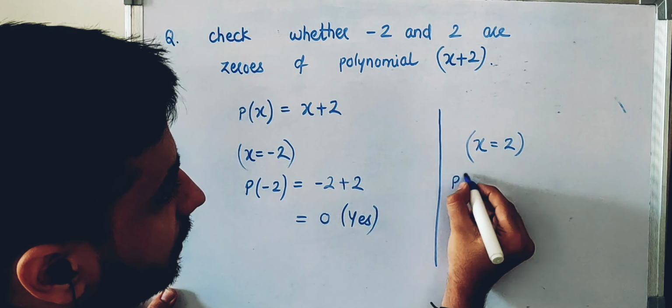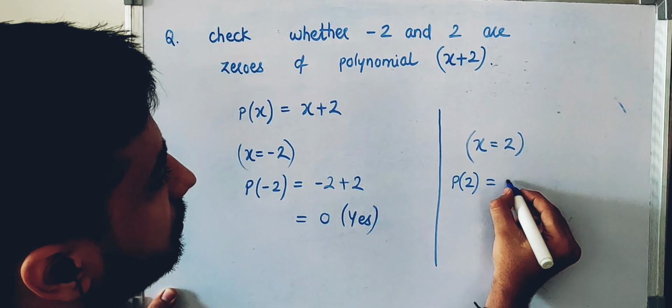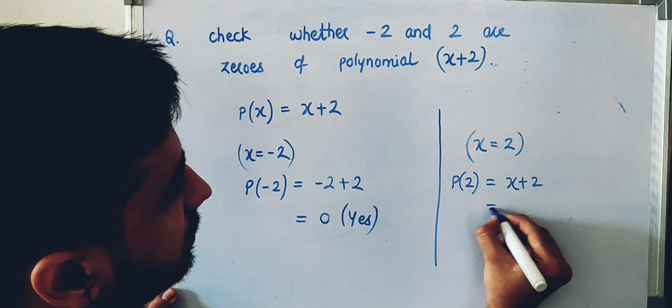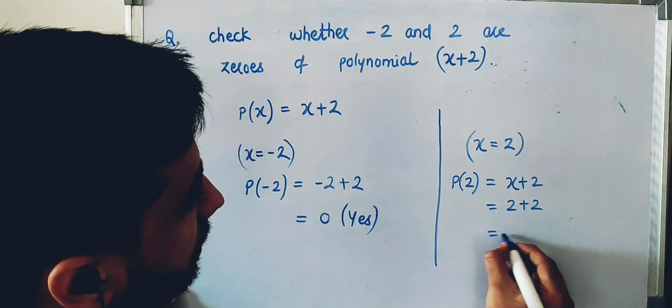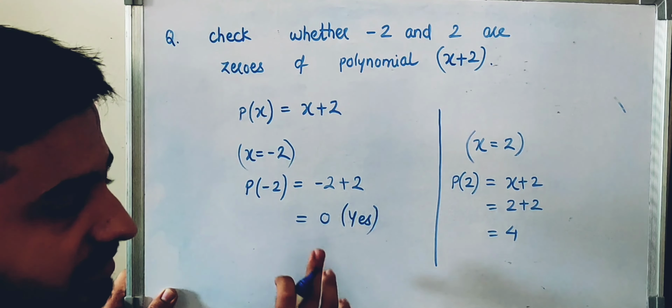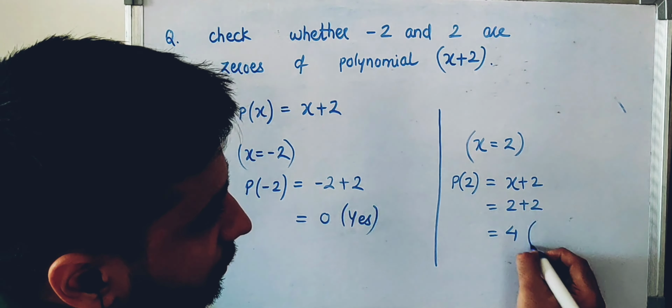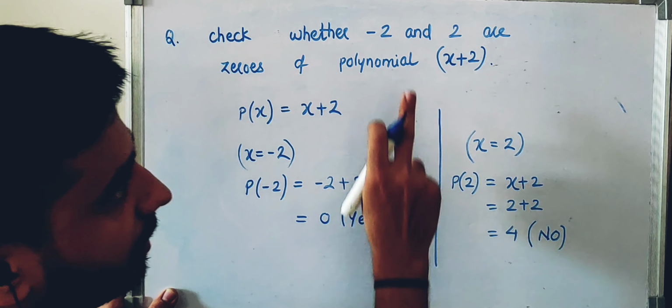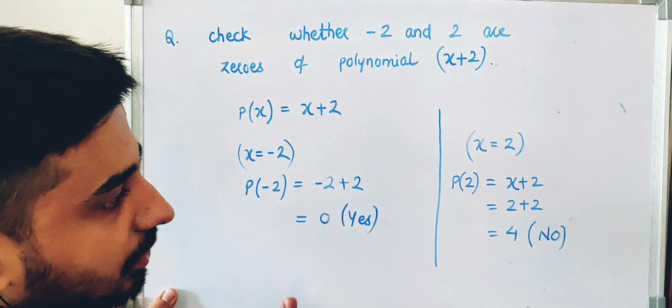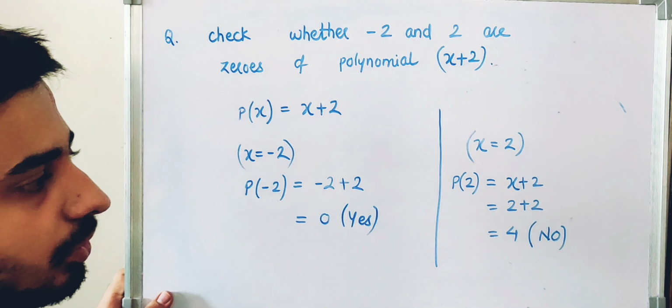Put 2 in place of x. P of 2 will be equal to x plus 2, that is 2 plus 2. The answer is coming 4. Is the answer coming 0? No, the answer is coming 4. So is 2 a zero of the polynomial? No, 2 is not a zero of the polynomial. Clear?